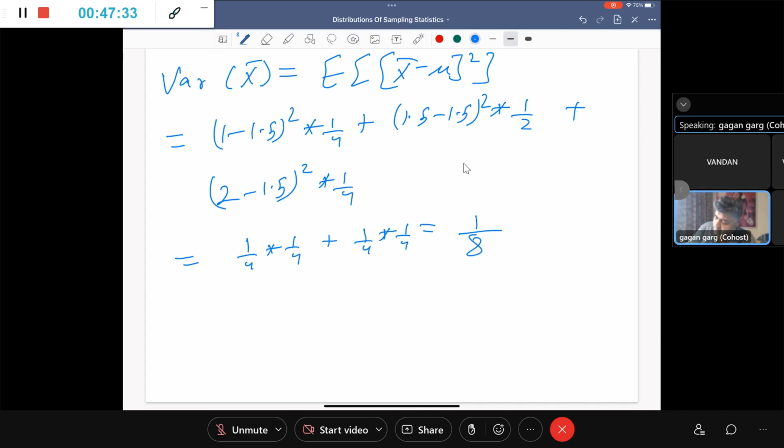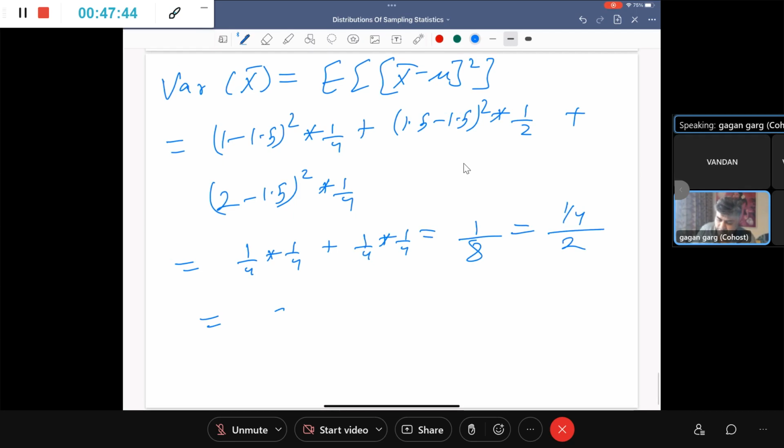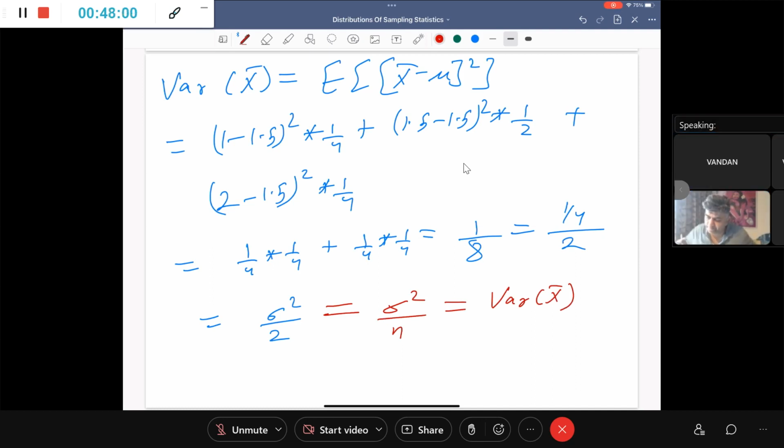And this turns out to be equal to basically 1 by 4 divided by 2. And what is 1 by 4? 1 by 4 is sigma square. So this is equal to sigma square by n, the variance of X bar. This is what we stated earlier, that variance of X bar turns out to be sigma square by n. N in this example is 2. So sigma square was 1 by 4.